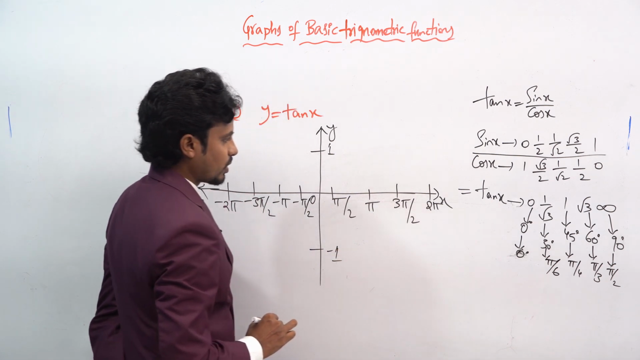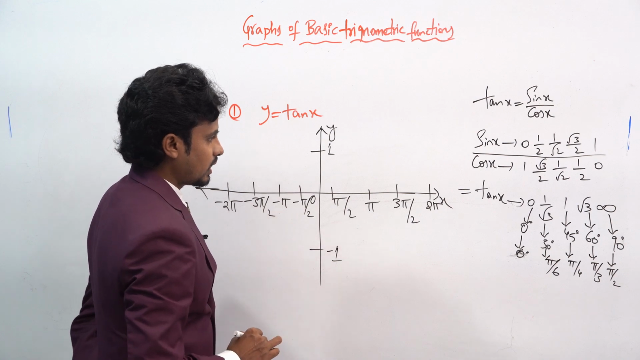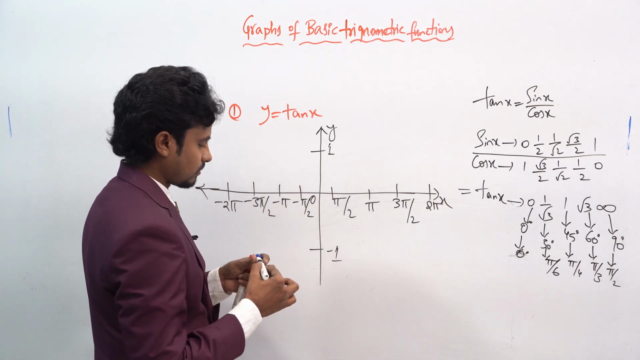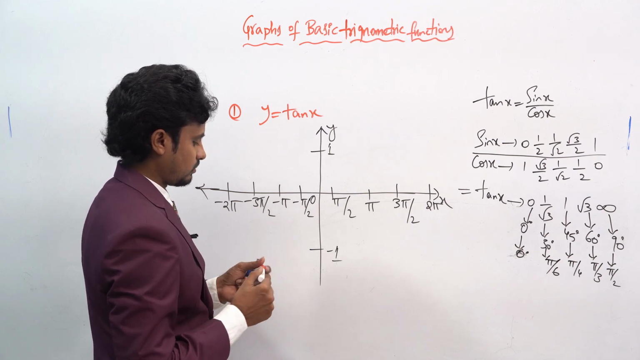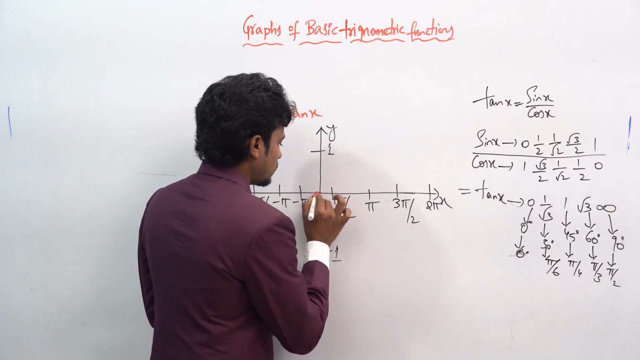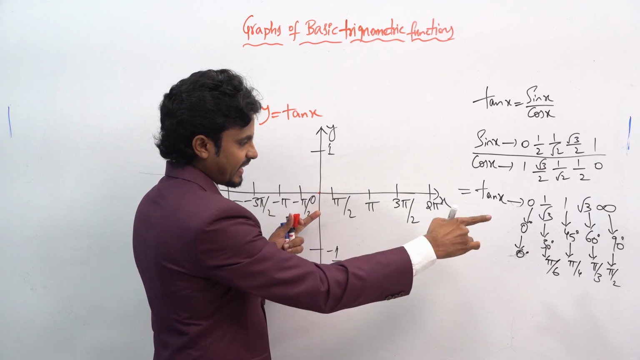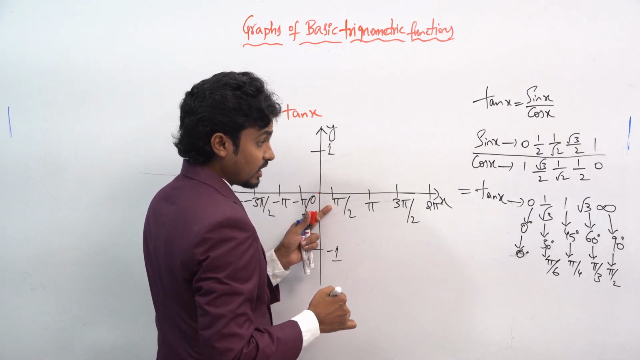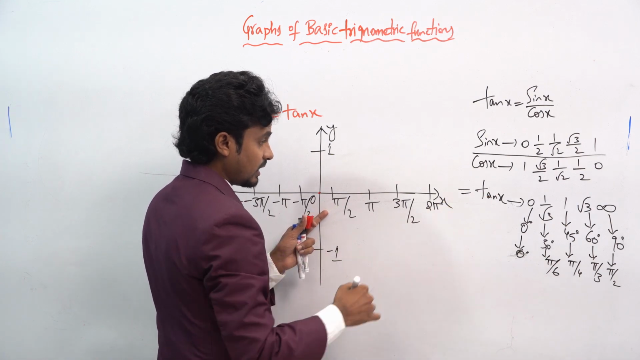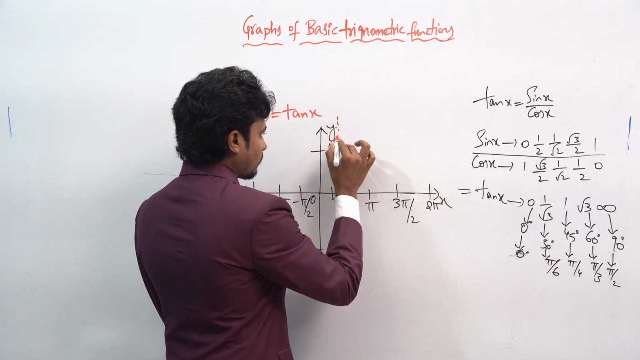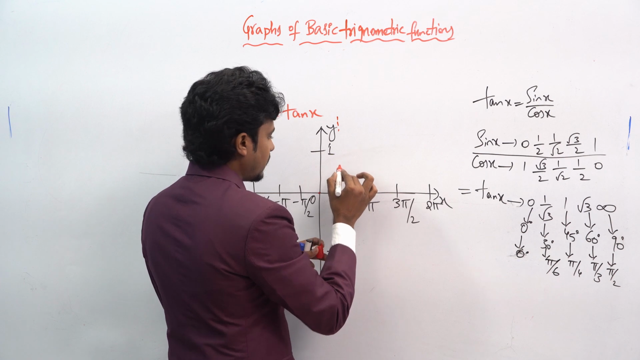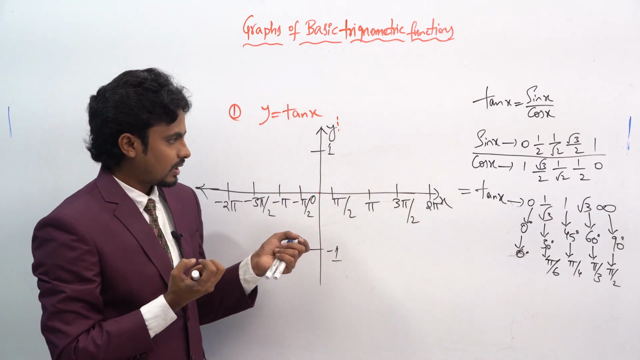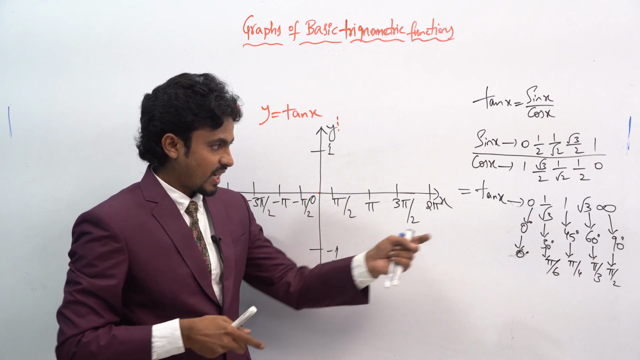Here you can observe one thing: at 0 what will you get? You will get 0 only. At 90 degrees, that means pi by 2, how much will you get? You will get infinite, right? So you can't define the infinite, right?